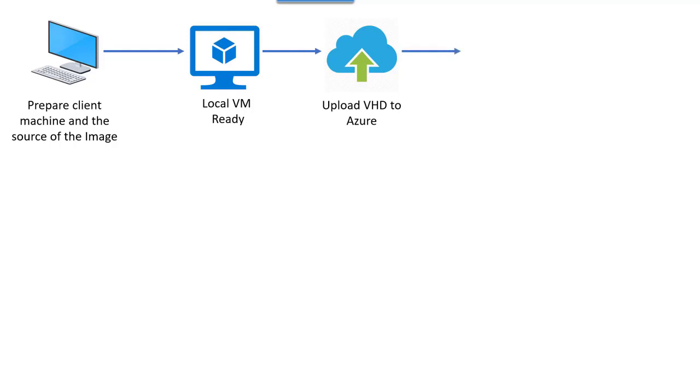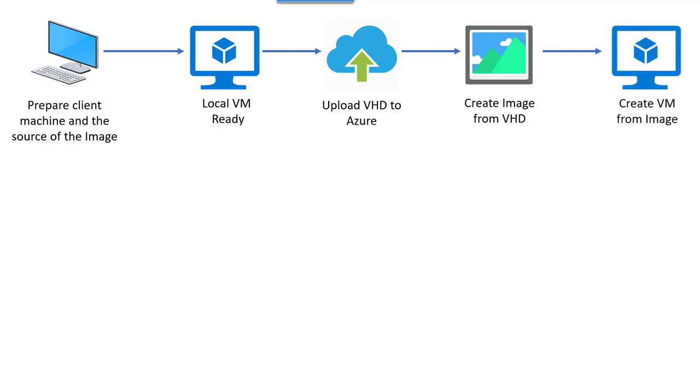Once I upload that, I will have my VHD, then I start creating an image from the VHD. To create that, I use a PowerShell script to create an image from the VHD uploaded to the Azure storage blob container. Once I have the image, I start creating a virtual machine from the image. We can use the portal or a PowerShell script as well. From the portal, it's just a matter of clicking on the image and creating a new VM.